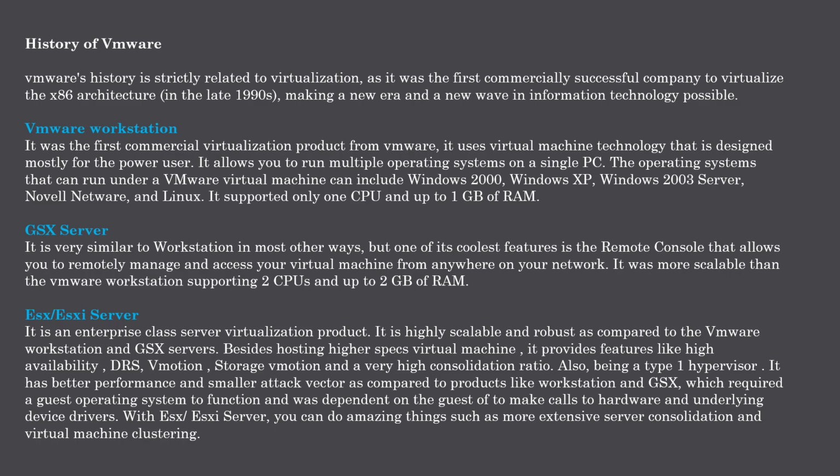A type 2 hypervisor requires a guest operating system, and over that you install the hypervisor and then start building virtual machines. On the contrary, we have ESX and ESXi server, which is a type 1 hypervisor that you install directly over your hardware. It has a very small footprint compared to a Windows operating system. ESXi is an enterprise class server virtualization product, it is highly scalable, you can deploy a very high number of virtual machines with very high specs, and we can achieve a very high consolidation ratio. Besides hosting virtual machines, it provides a lot of unique features like high availability, DRS, vMotion, and storage vMotion.